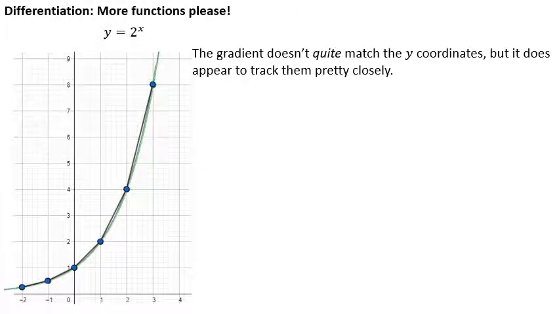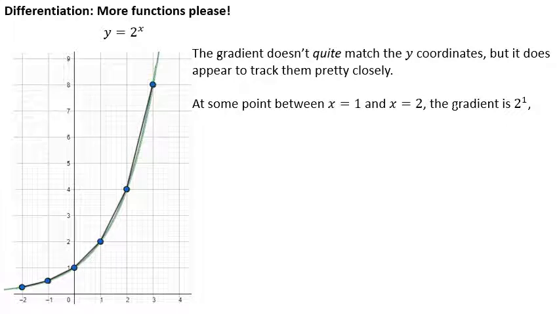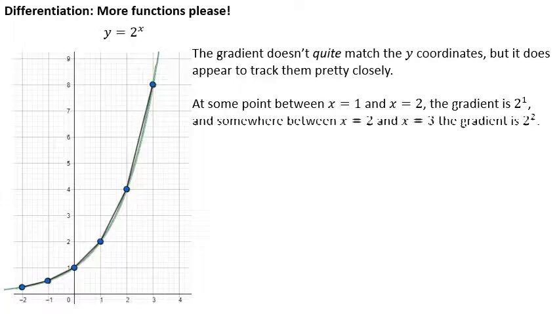The gradients don't quite match the y coordinates, but if you look closely, you'll find that the gradient between x is 0 and x is 1 is approximately 1, or at the very least somewhere between 0 and 1. The gradient of the curve matches the gradient of this chord, which is 1. And then the gradient of the chord between x equals 1 and x equals 2 is 2. Between x equals 2 and x equals 3, the gradient is 4. So, like I said, the gradient of the curve doesn't quite match those, but there is something exponential about those gradients.